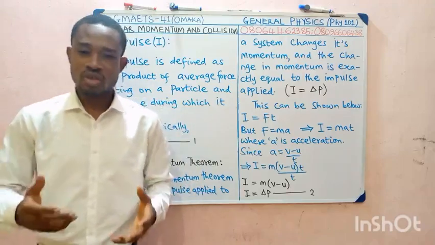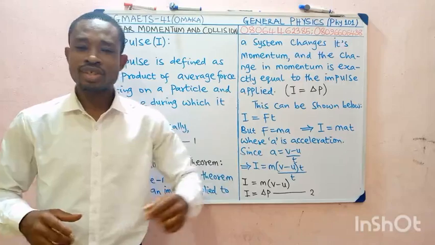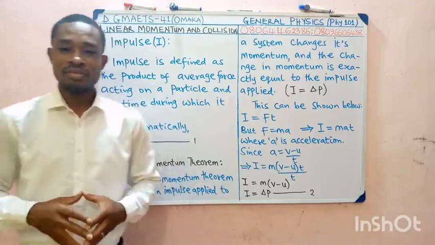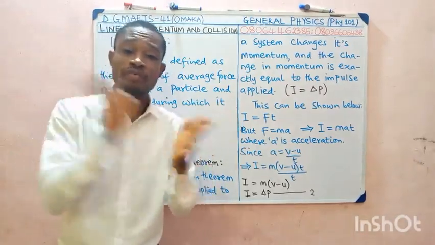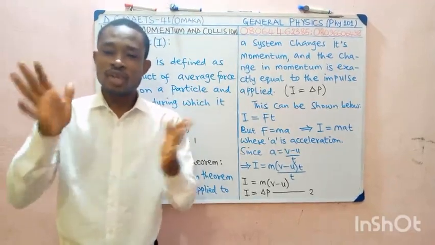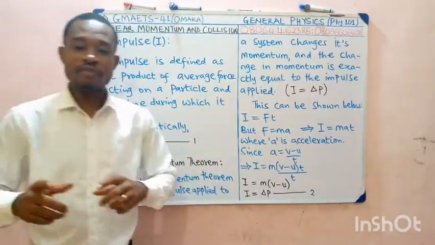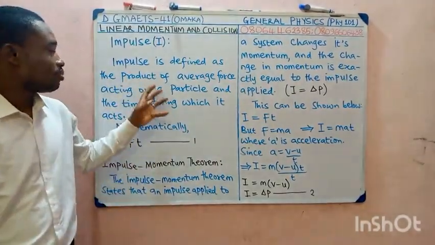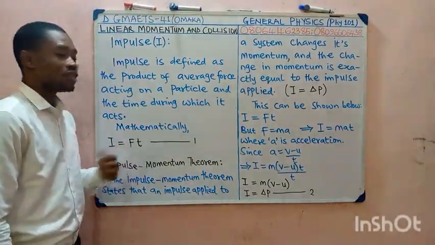Impulse is the product of the average force and the time during which the force acts on a particle. So if this object moves and then approaches this one with a force, the time during which this force acts on this object, the product of that force and the time is what we refer to as what? Impulse. Mathematically, impulse is equal to Ft.